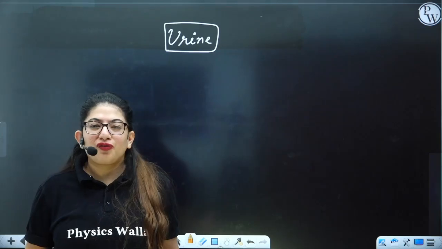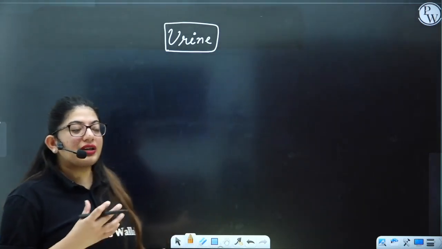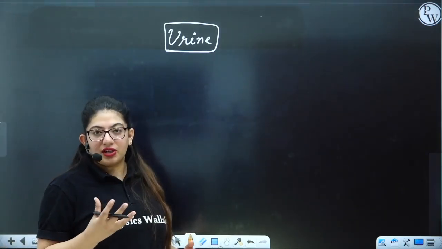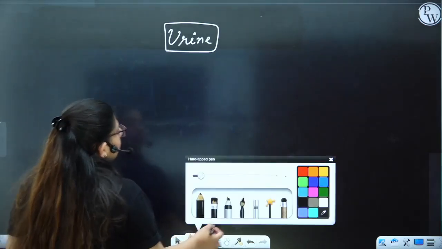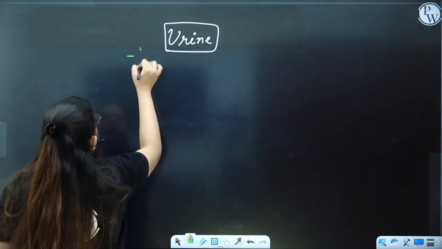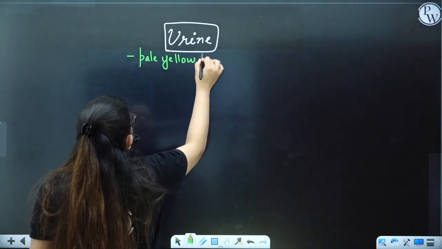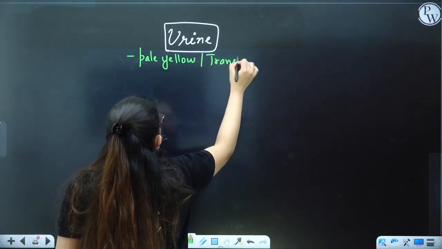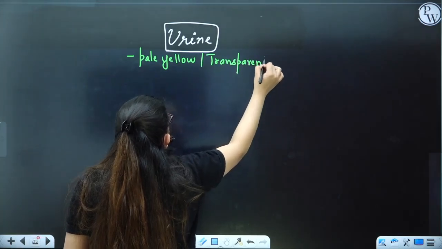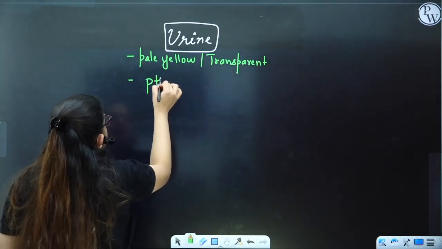The end product formed is always a urine, right? So urine is a, you know, fluid-like structure. What is its color? It's pale yellow in color. What's the color of urine? Pale yellow. Or transparent. It depends upon how much water do you drink. It is acidic in nature. Its pH is around 6.